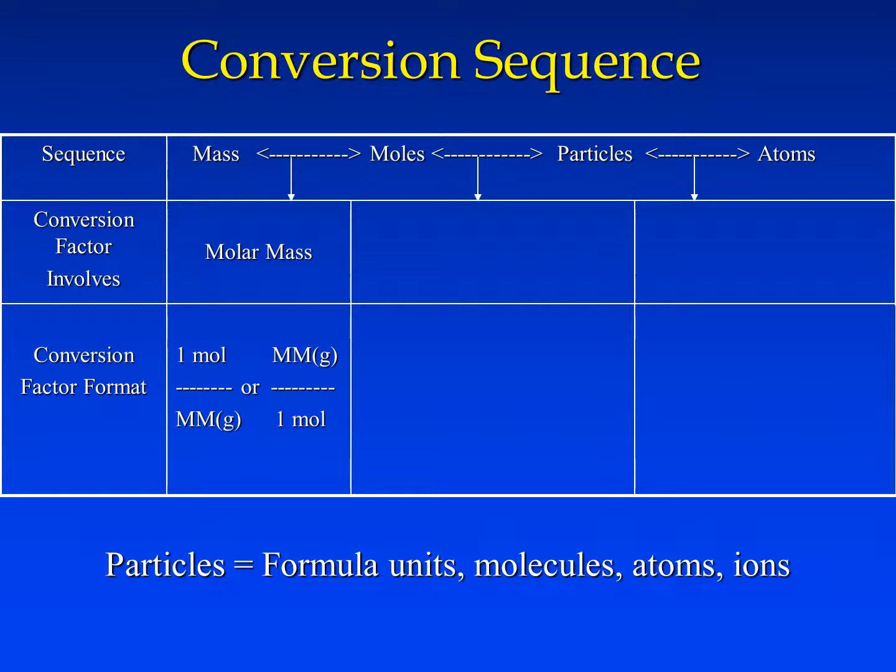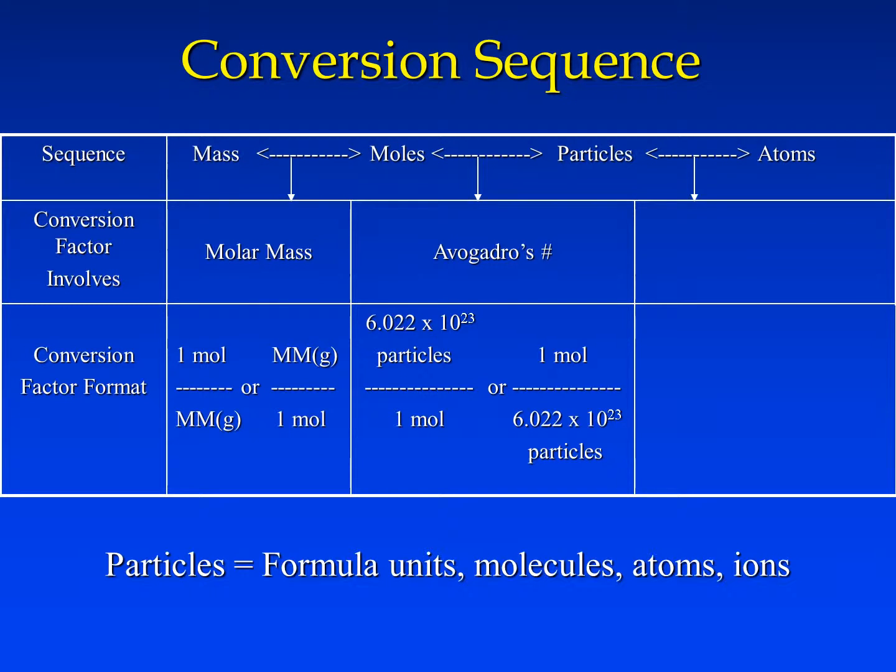What is involved in going from moles to particles and back? Well, Avogadro's number. As you know, Avogadro's number is equivalent to 1 mole. So I would use either one of those two conversion factors, depending which way I'm trying to go. Am I trying to convert moles to particles? Well, then I will use the conversion factor on the left. Am I trying to convert particles to moles? Then I would use the conversion factor on the right.